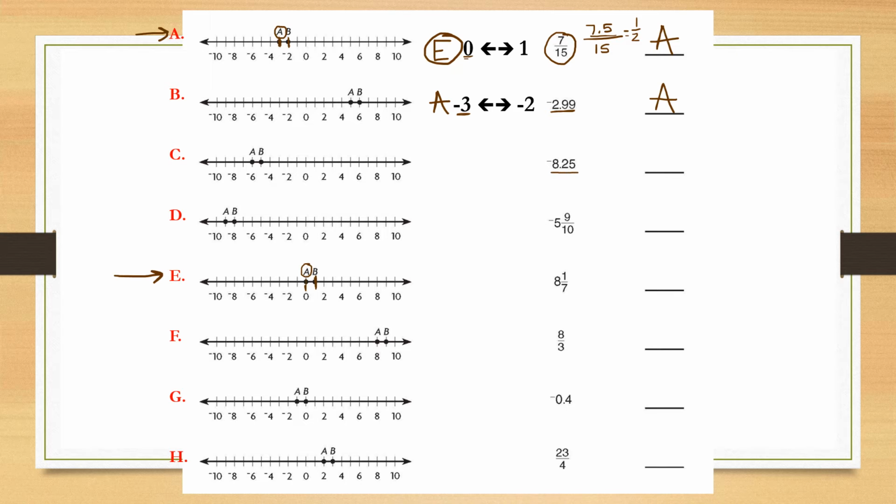-8 and 25/100 falls between -9 and -8 on the number line. These two points are plotted on number line D. -8 and -9. -8.25 is closer to -8 than -9, so it's closer to point B.